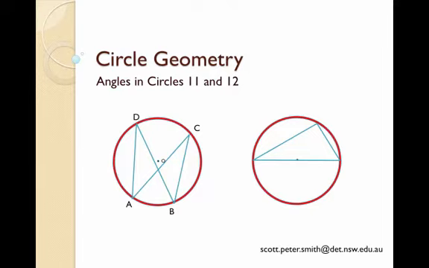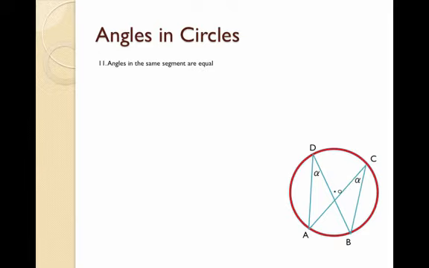Welcome to Angles in Circles, covering theorems 11 and 12. This video is about two fairly straightforward theorems which use the idea that the angle at the center is twice the angle at the circumference. Theorem 11 simply states that the angles in the same segment are equal to each other. We have to make sure though that they are subtended by the same chord, or arc in this case, AB.